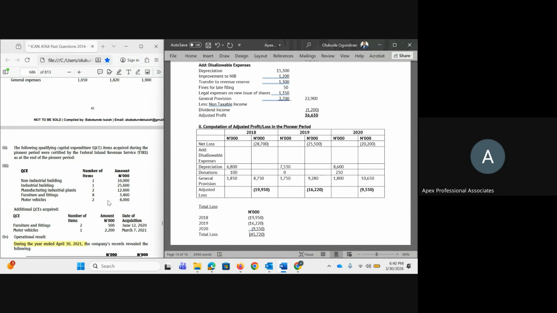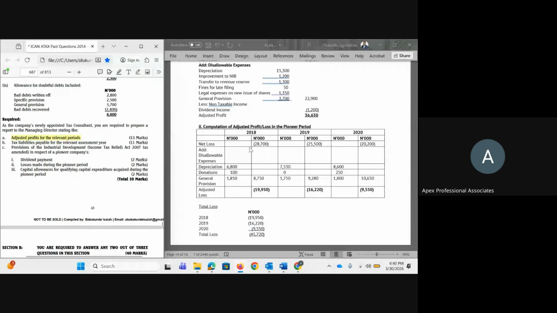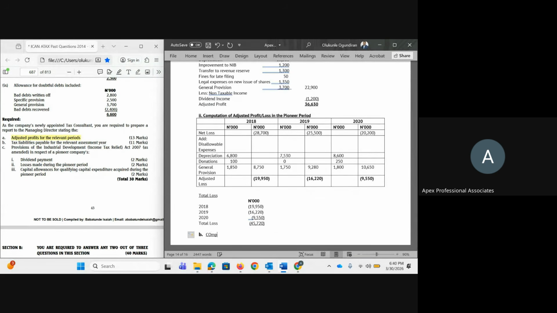So where are we? That way I've been able to get my loss right. So I can then come and say loss relief. Let's see, did they ask me anything? Maybe the examiner wants me to complete my tax liability. So I can then say B, computation of tax liability for 2022 year of assessment.